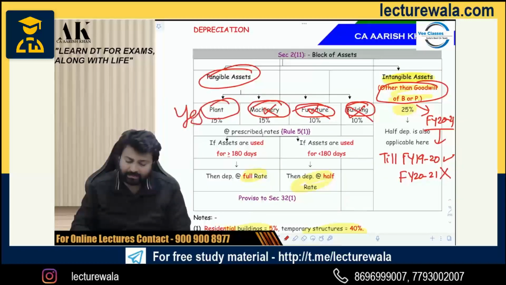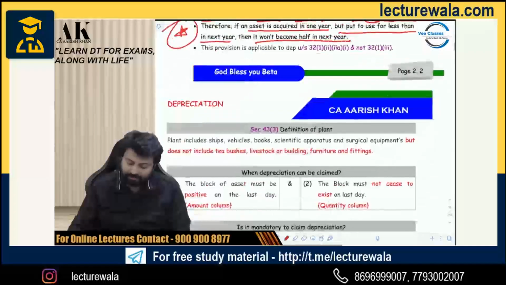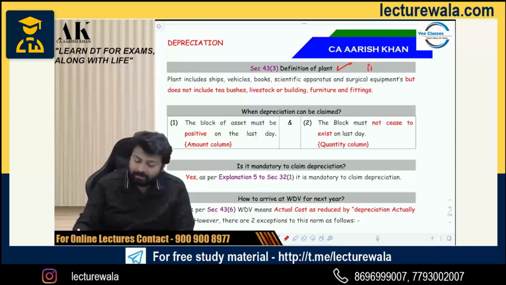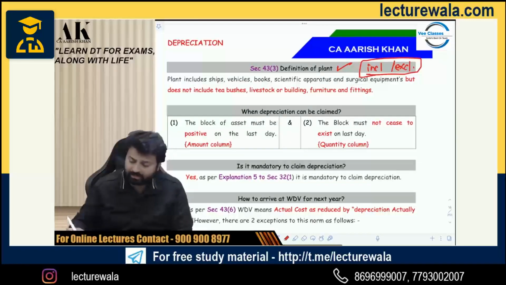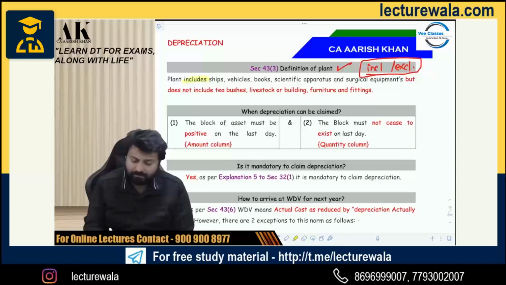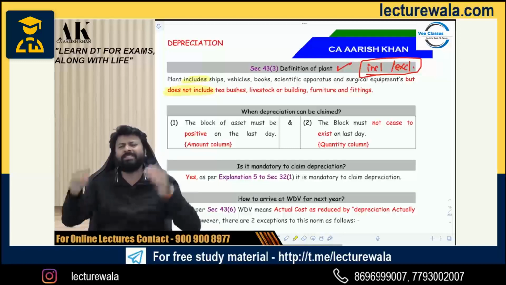Sir, is the term plant defined? The answer is yes. Out of all the four terms, the government has only defined one term, and that is plant. So, what do you mean by the term plant? Let's see. Plant is defined in two manners, one inclusive and one exclusive. Both are mentioned in the definition of plant. So, what does plant include, and what does plant not include? The government has given some illustrative list.